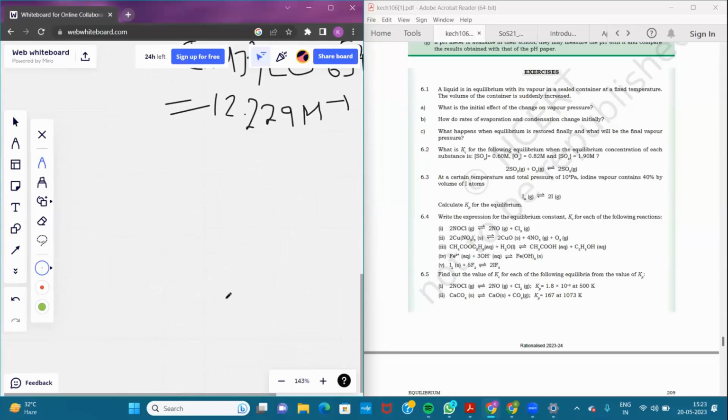Third question. At a certain temperature and total pressure of 10^5 pascals, iodine vapor contains 40% by volume of I atoms. Calculate the Kp for the equilibrium. The given equilibrium reaction is I2 equilibrium gives 2 iodine atoms.